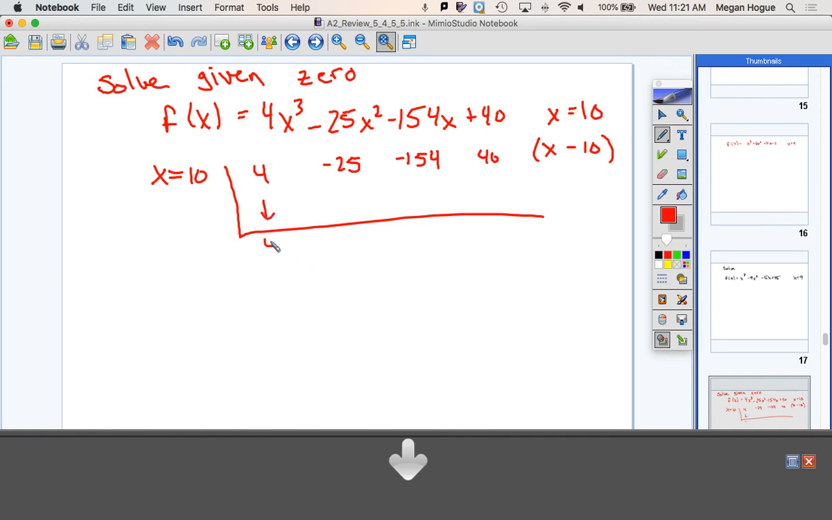See if I can do this right this time. 40, 150, negative 4, negative 40, 0. So that worked out. So I'm going to keep the x minus 10. Again, I don't want to lose it. This one's going to be 4x squared plus 15x minus 4.